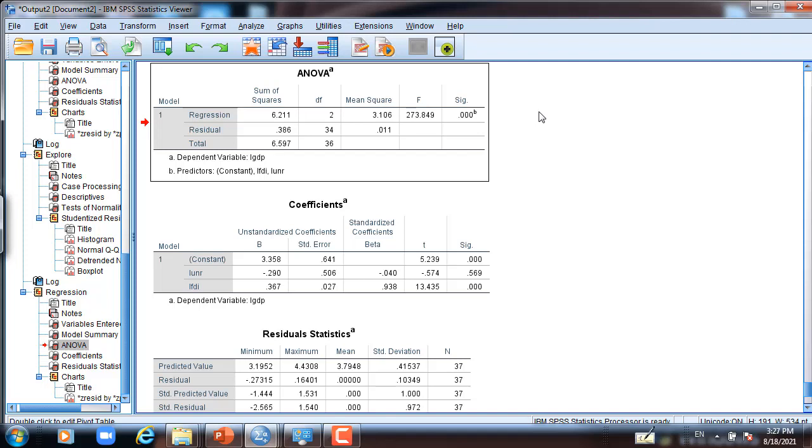Then I check the coefficients of the regression model. So here we can see log unemployment rate and log foreign direct investment. We can see that log foreign direct investment positively influences the dependent variable log GDP and is statistically significant because p-value is less than 5%, and this means that foreign direct investment influences GDP statistically significantly.